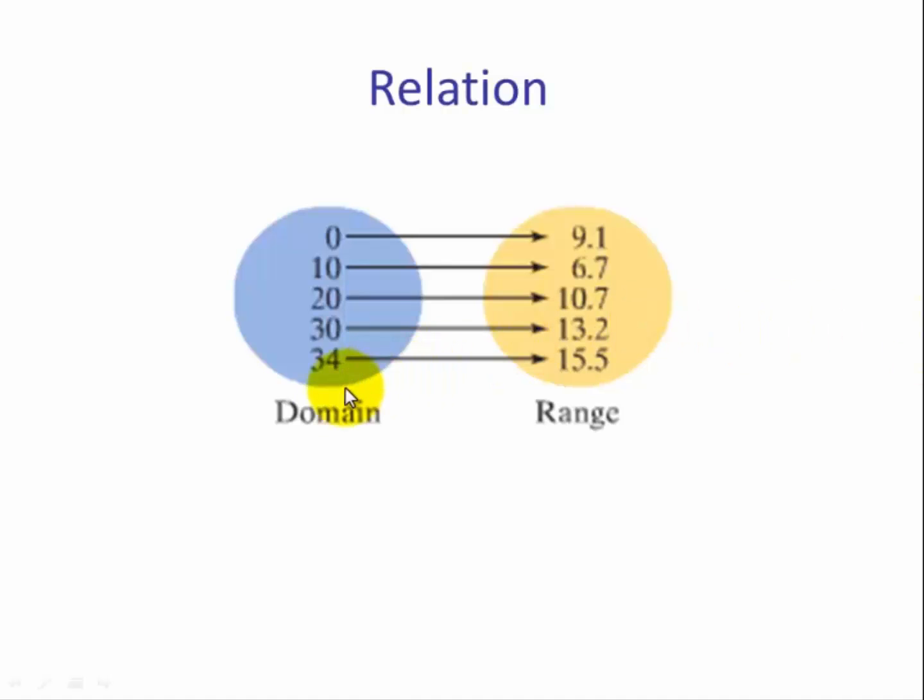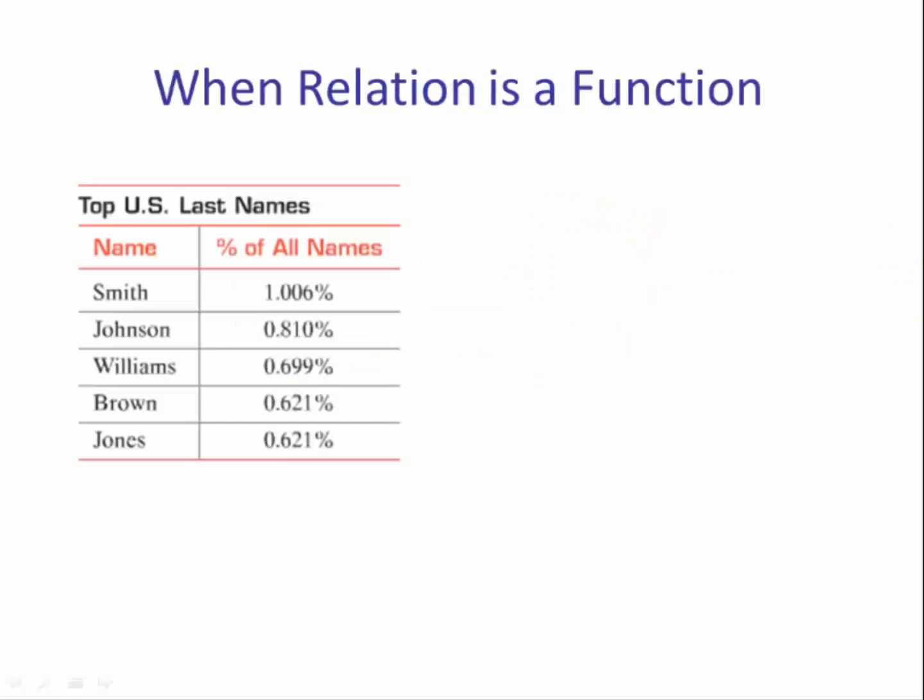If you recall, the domain is the list of the x values, the inputs, and in this case this is the number of years since 1970, and then here's the corresponding range, and this is the percentages of females. Now it turns out that this relation is a function because for every input we have one and only one output. If you recall, our first example involved the top US last names.